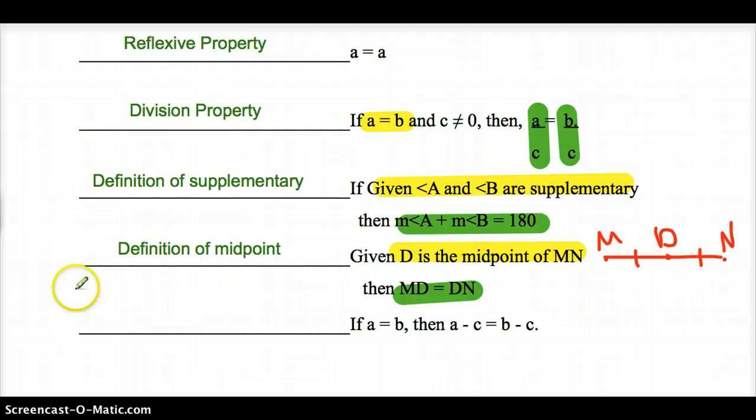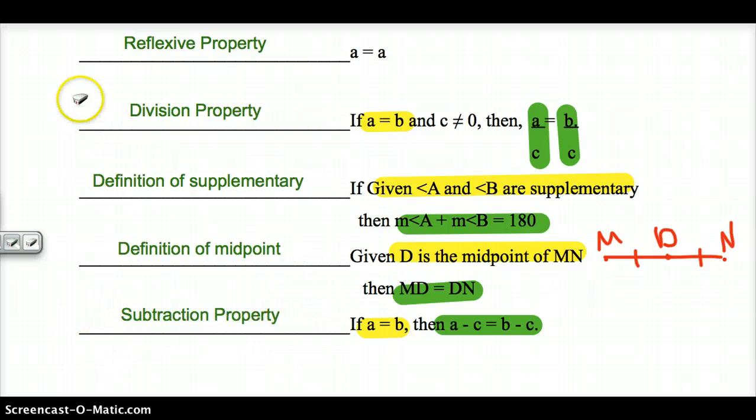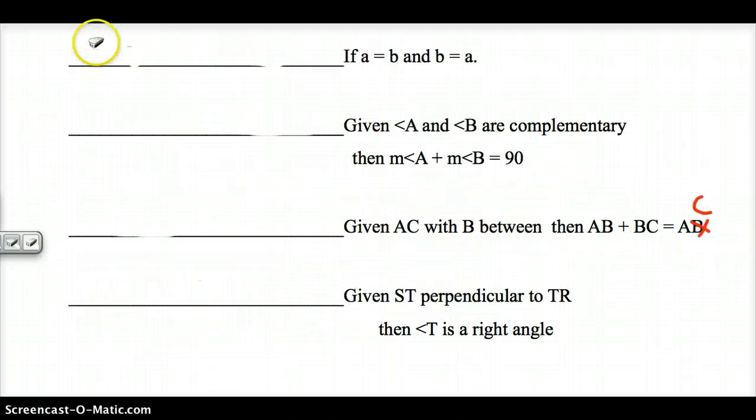In our next one, if A equals B, okay, now what happens here from the if to the then? Do you see what the difference is? The subtractions of the C's. So that's subtraction property. All right, our next one says if A equals B, then, it should be the word then.